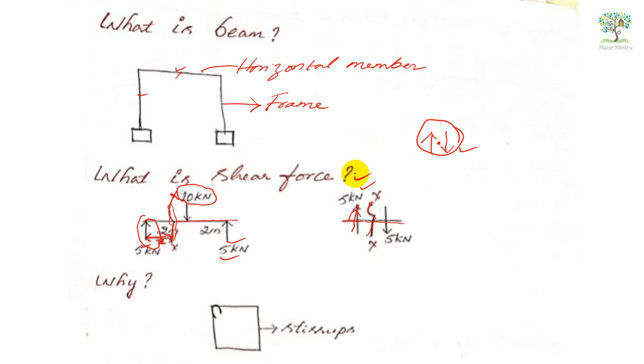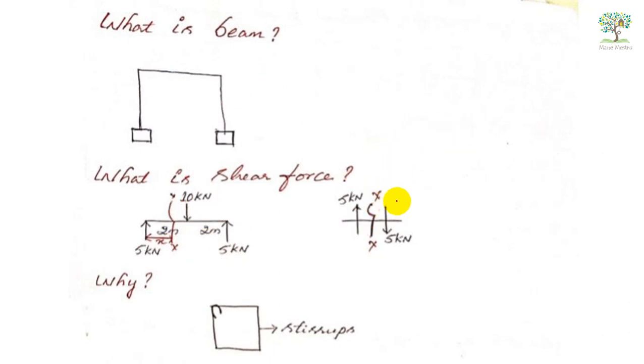Similarly, let us calculate from the right side of section XX. Here, the right side of the section means minus 10 kilonewton because it is acting downward. Another force is there, 5 kilonewton, which is acting upward, so I will take positive 5. So it will become minus 5 kilonewton. Minus 5 kilonewton means it is acting downward. That means to the right of the section, 5 kilonewton is acting downward. Similarly, to the left of the section, 5 kilonewton is acting upward. This is called shear force.